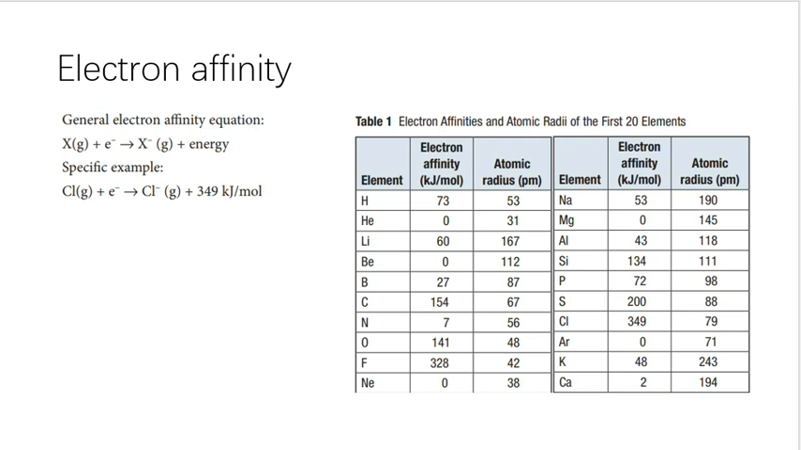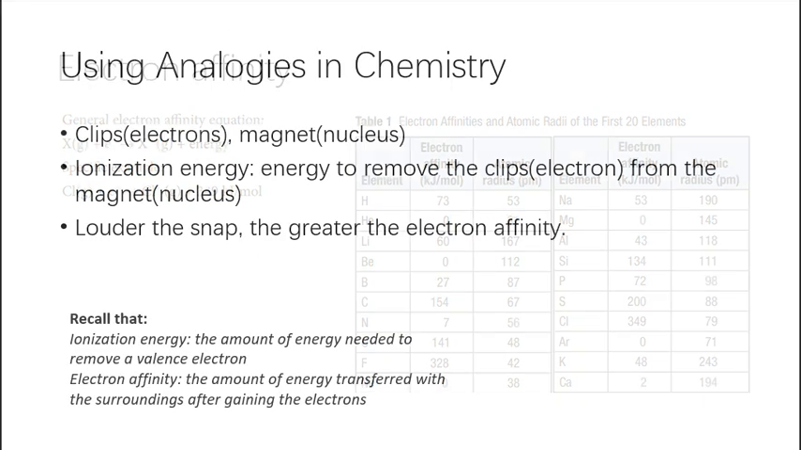As you move to the right across the periodic table, the number of valence electrons increases, and the atomic radius decreases. And therefore, the force of attraction between the nucleus and valence electrons increases, so more energy is released when a new electron is acquired.